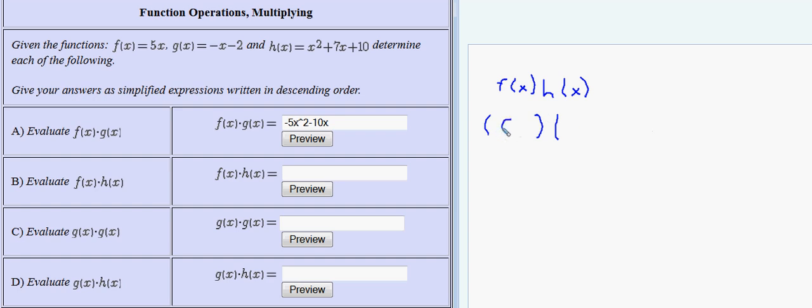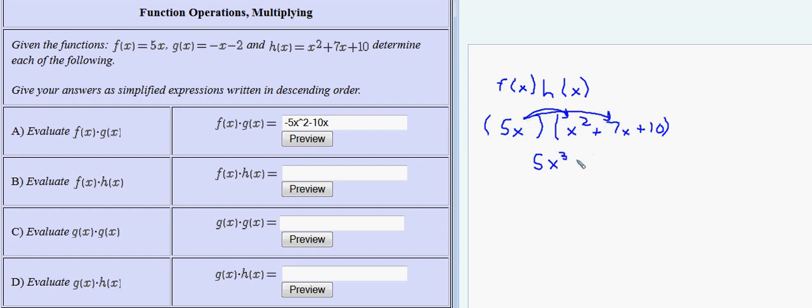F of x was 5x, and if you look over here, h of x is this trinomial. This is an equation that has three terms. A term is anything separated by an addition or subtraction symbol. So this is 1, 2, 3 terms. We call these trinomials. So copying this down, I have x squared plus 7x plus 10. So now I'm going to use the distributive property again, except I'm going to distribute to three things. The first thing would be 5x times x squared. That's 5x cubed.